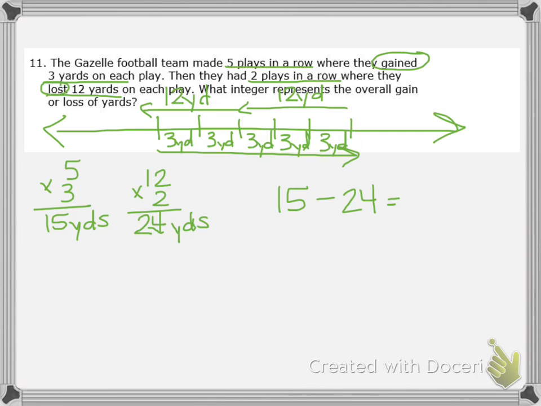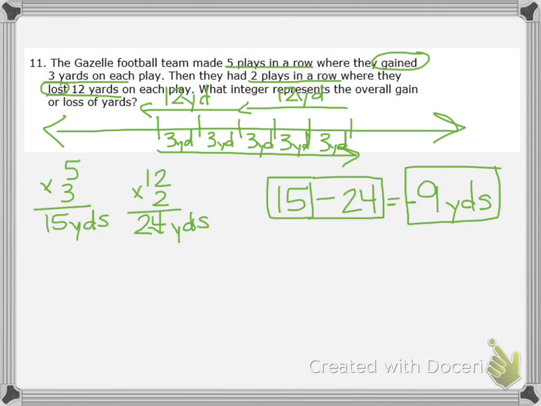And now we can just use the boxing method to solve. So we have 15 yards, we have negative 24 yards, same signs add, different signs subtract. One number is positive and one's negative, so I'm going to subtract. 24 minus 15 is 9 yards. Then I'm going to ask myself, which army is going to win, the negative or the positive. The negative army wins, so they lost 9 yards. So negative 9 yards would be our answer.